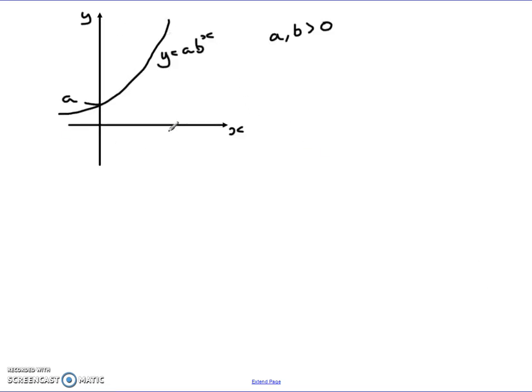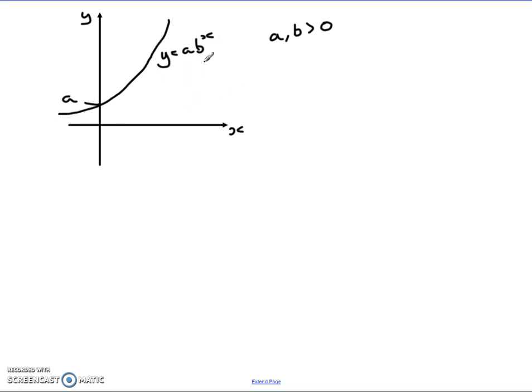So let's imagine we plot it normally, something of the form y equals AB to the power of x, where A and B are both bigger than 0. This is your standard plot here. It cuts the y-axis at A, doesn't go below 0 in the y-axis, and looks like this.